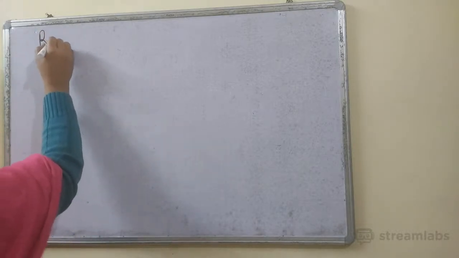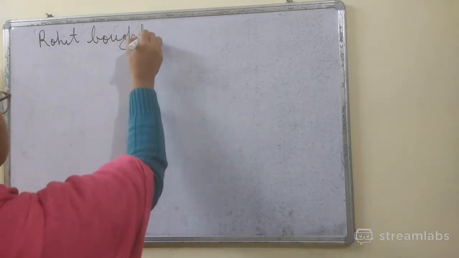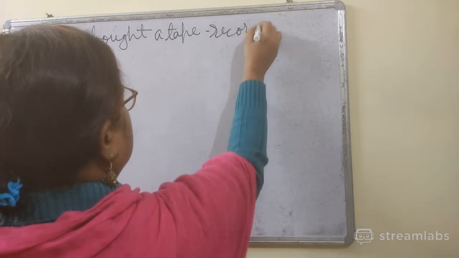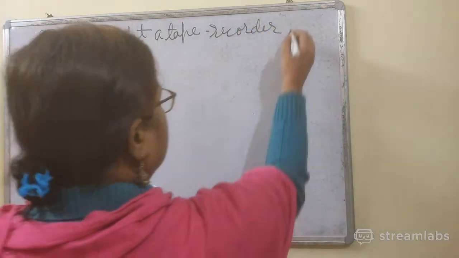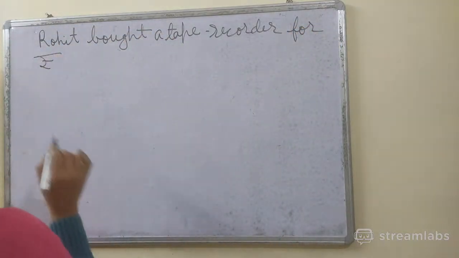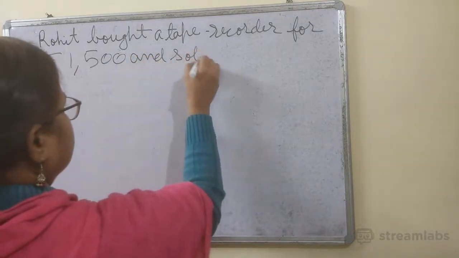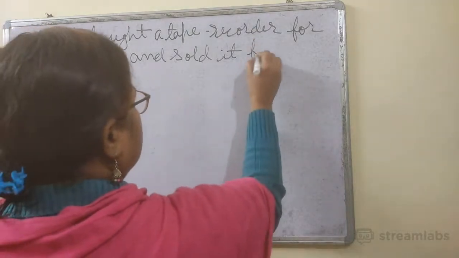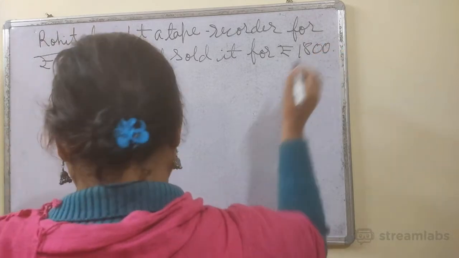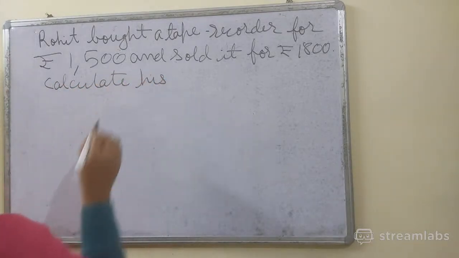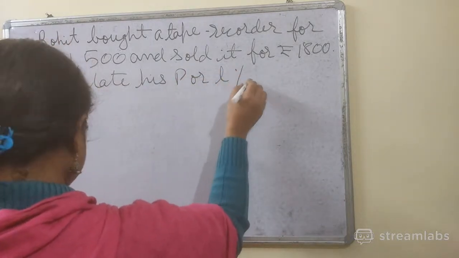Now, next question. Next question is, Rohit bought a tape recorder for rupees 1,500 and sold it for rupees 1,800. Calculate his profit or loss percent.